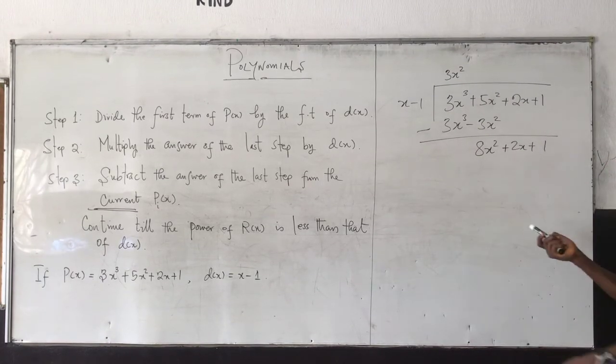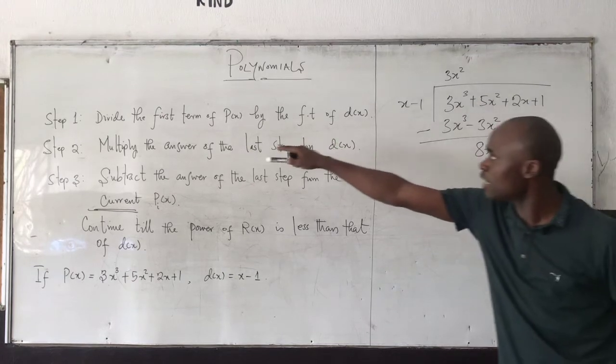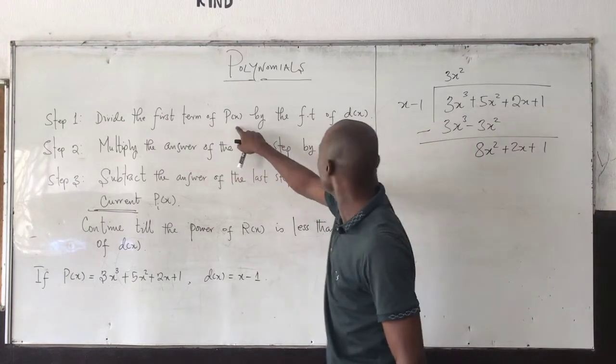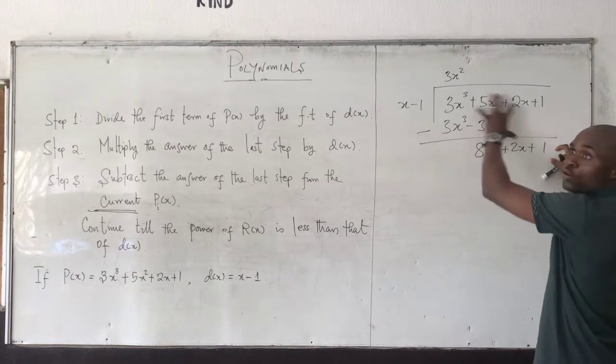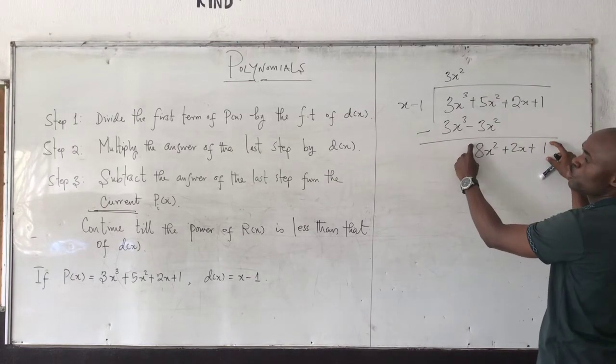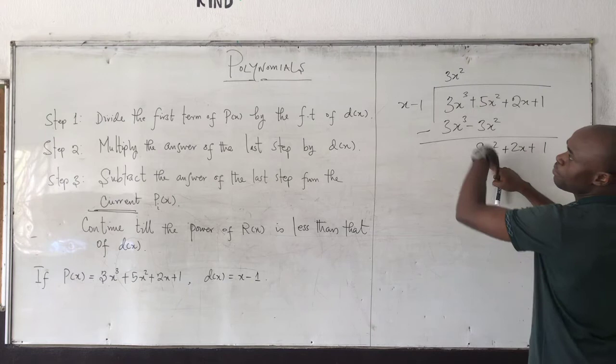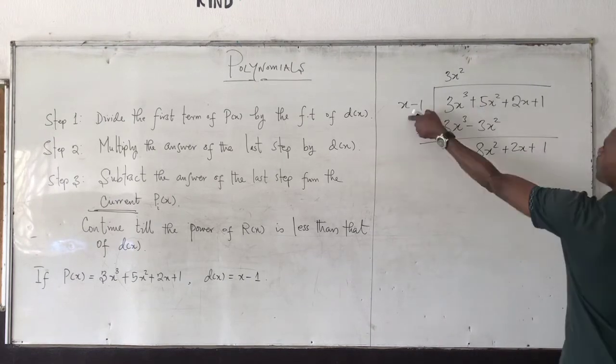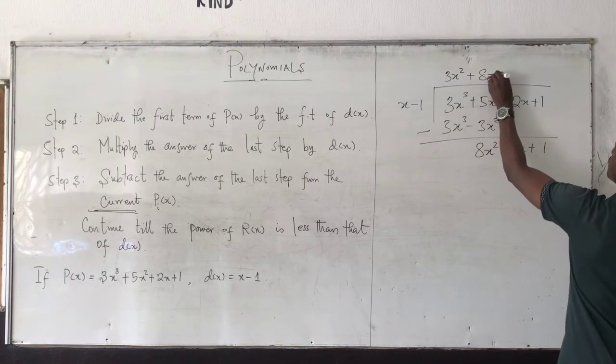This is like the first step. Then we start all over again. Now we divide the first term of p of x. So these are our new p of x. These are all gone now. These are our new p of x now. So we divide the first term again by the first term of this. This by this is going to give us 8x.